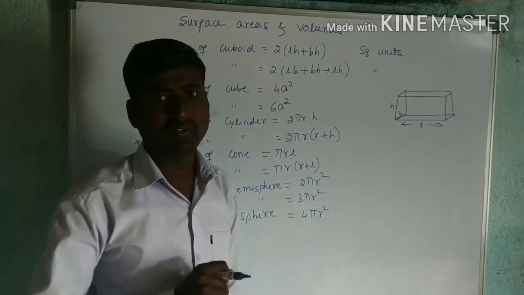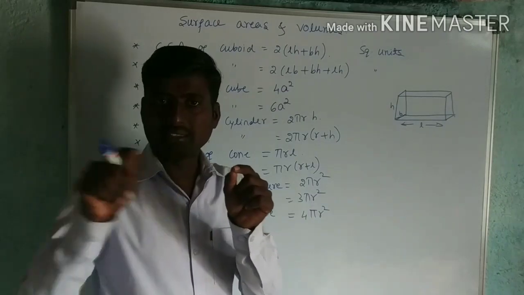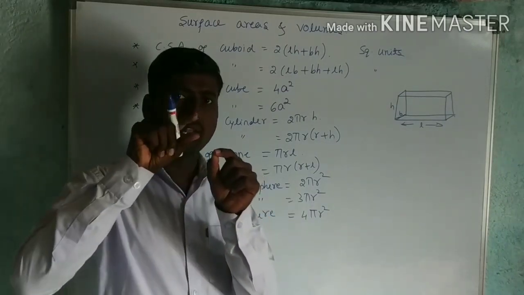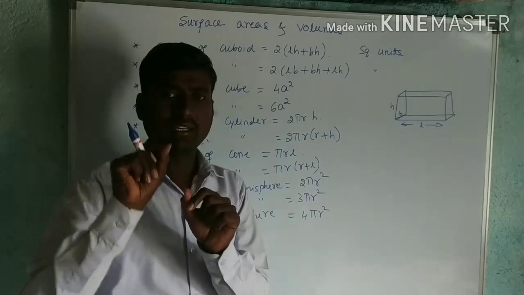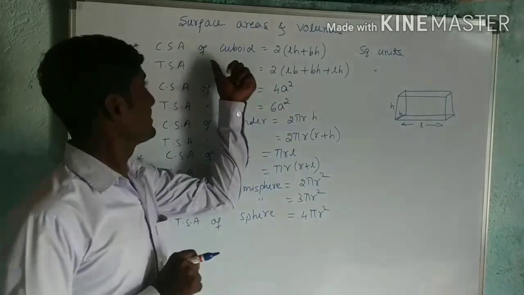The best example for this is a matchbox. There the length is different, the breadth is also different, and the height is the small one, like this. So that is the first example for cuboid.